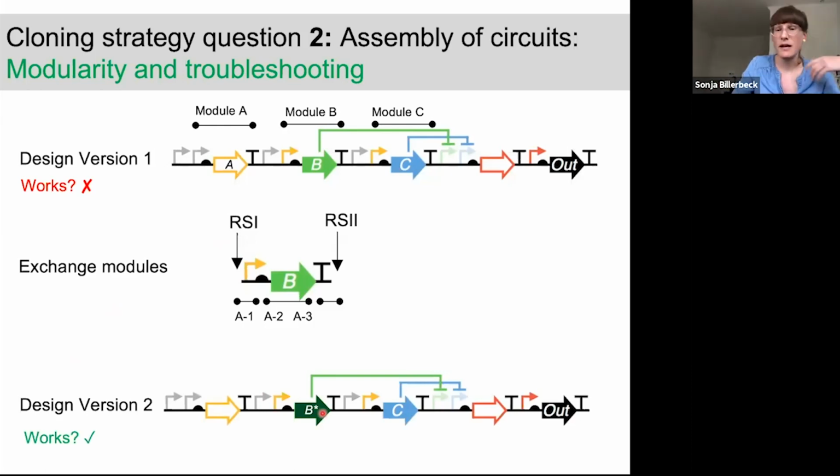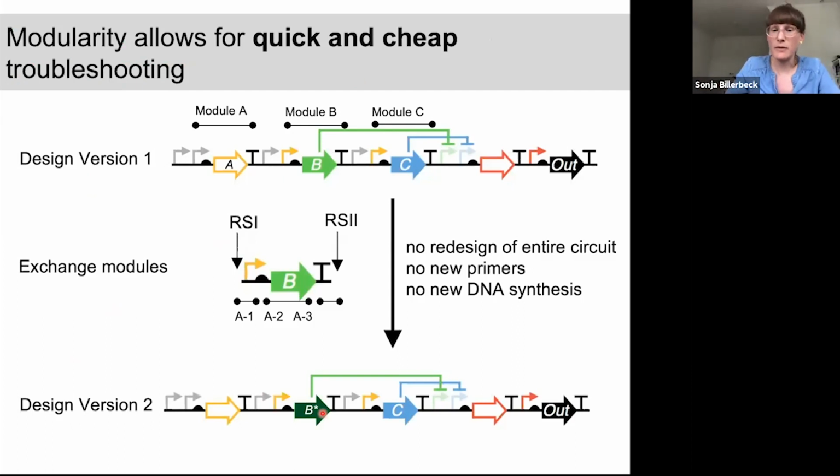And maybe it does. So all of this is actually great because you don't need to redesign the full circuit, but rather exchange components. That also means, in the iGEM mindset, it's really quick and cheap to troubleshoot, because you don't need to get new primers, you don't need to get new DNA, you just exchange little parts. And again, during iGEM you don't have a lot of time, so the better you plan your cloning ahead, the more time and money you save later on.